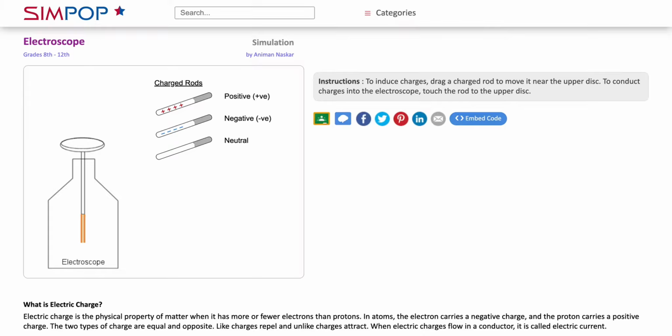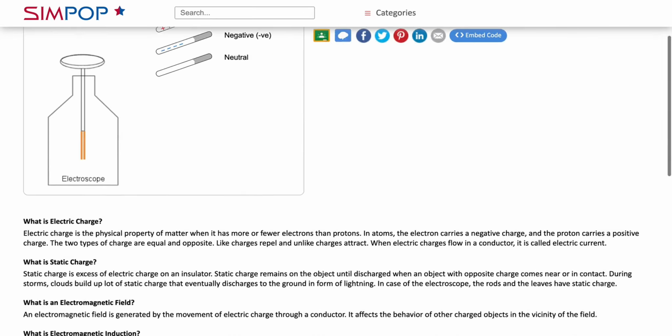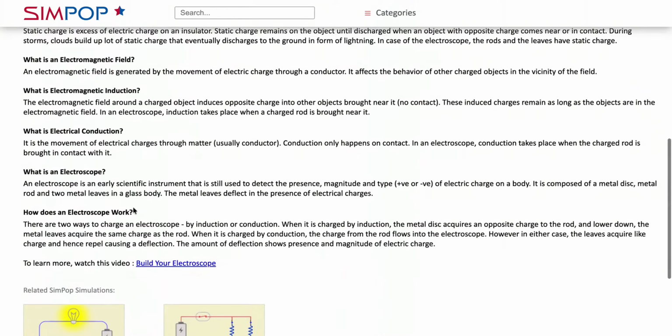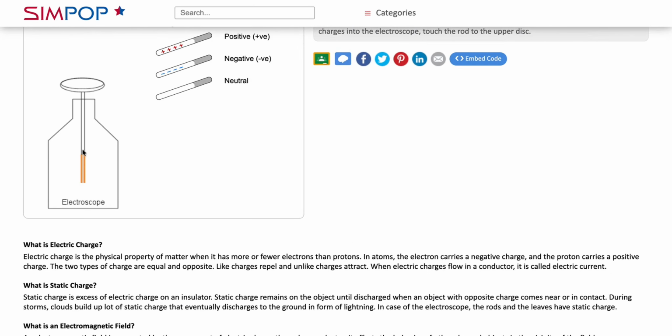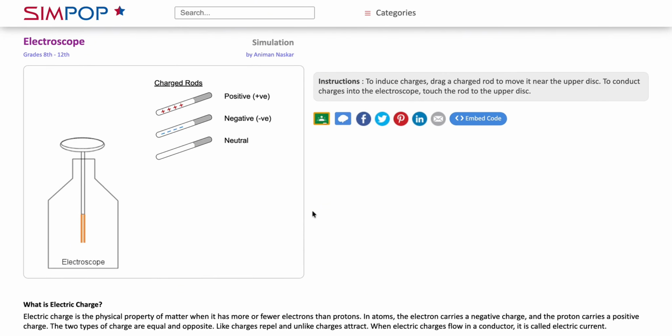Now let's talk about electroscopes. So I'm using the SimPop simulator, and I'll give you the link to that in the description. And so what is an electroscope? What explains it really handily here? It's used to detect the presence, magnitude, and type of electric charge on a body. So it is composed of a metal disc right over here, and these are the leaves of the electroscope. And so you can charge this by induction, by placing a charge close to the electroscope.